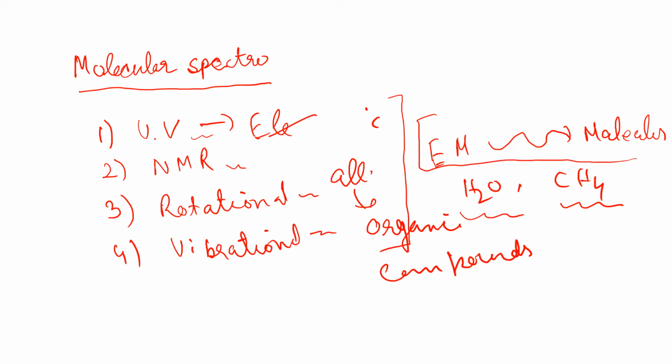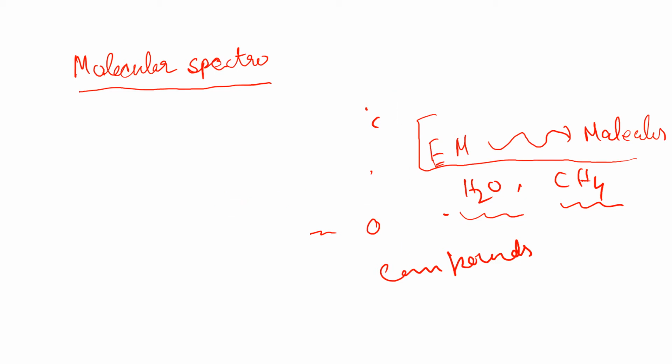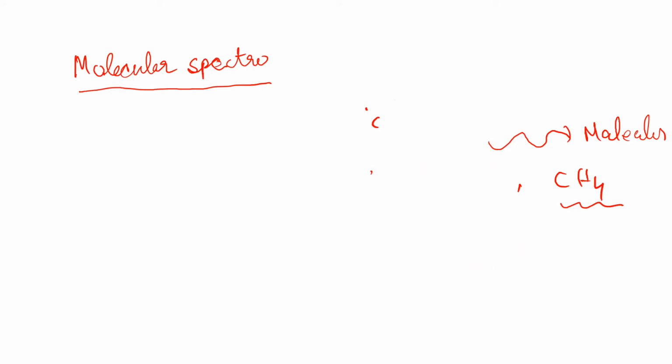Initially we will concentrate on UV spectroscopy, which is electronic spectroscopy. Initially, just 2 or 3 lectures we will discuss UV spectroscopy, and afterward we will move to other spectroscopies. And why UV spectroscopy? Because our first topic is induced quantum transition, or derivation of the time dependent Schrodinger wave equation.